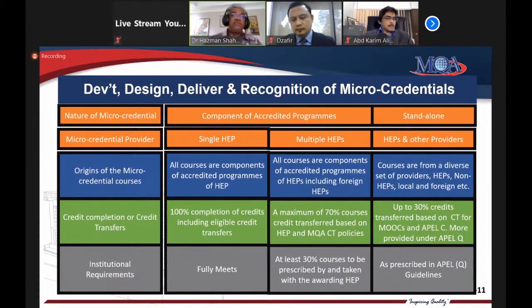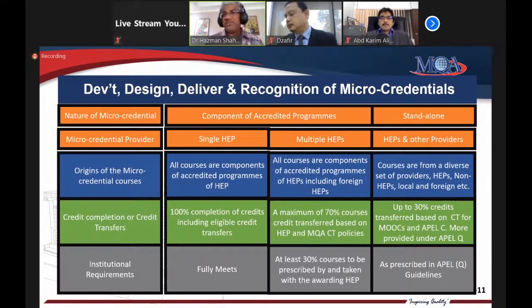But you can also have multiple HEPs working as a consortium and allowing students to pick courses, micro-credentials from different institutions, and then stacking them together. And if they would prefer to have a formal qualification, they can present it to any one of the participating HEPs, higher education providers. And these higher education providers can, these are coming from accredited programs, recognize them through credit transfer. This is basically horizontal credit transfer because they are at the same level.